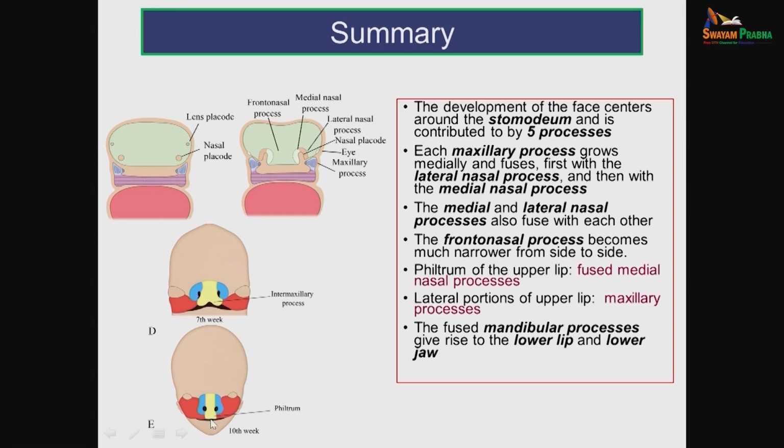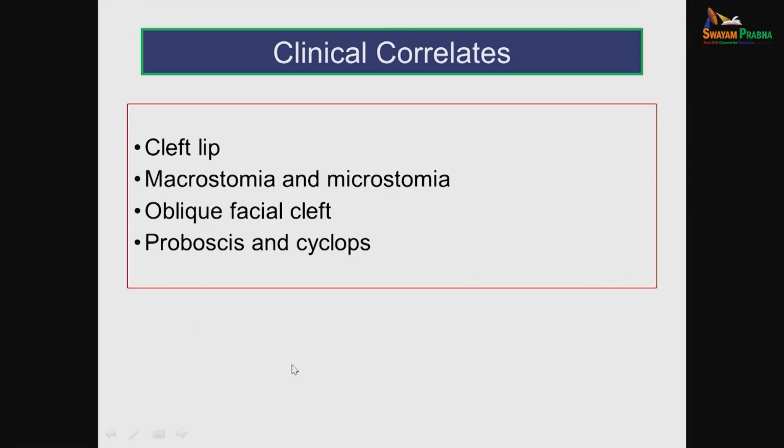The philtrum of the upper lip is derived from the fused medial nasal process, and the lateral portion of the upper lip is derived from the maxillary process. The lateral nasal process does not contribute to the formation of the upper lip. The fused mandibular process contributes to the formation of the lower lip and also the lower jaw. That completes the development of face.